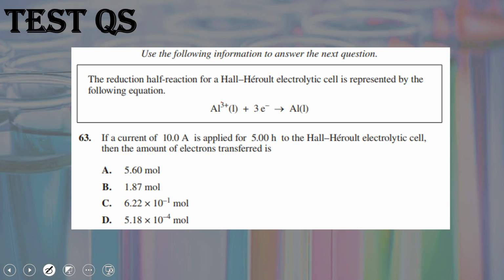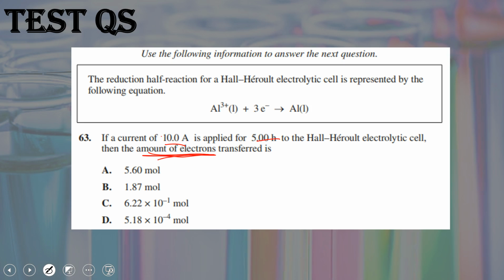So, the reduction half reaction for a Hall-Héroult electrolytic cell. They talk about that a lot on the diploma. They always talk about this, I can't even pronounce it, cell. You don't need to know what it is. You just need to know how to solve the question. So aluminum, adding 3 electrons to it, producing aluminum solid. A current of 10 amps is applied for 5 hours. Then the amount of electrons being transferred.